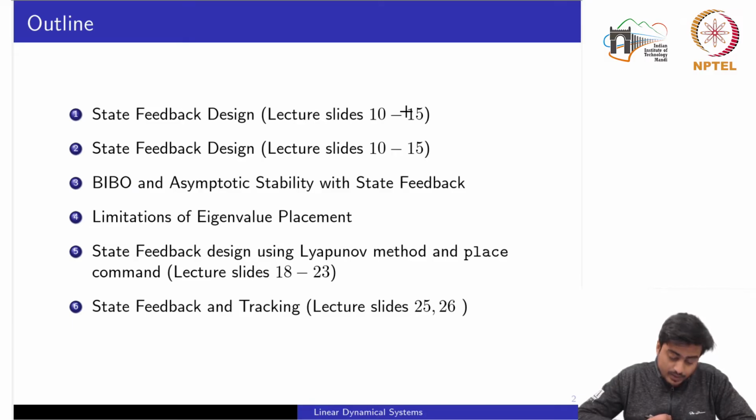Fourth, we will see the limitations of eigenvalue placement, that is, which eigenvalues we can place arbitrarily. The fifth problem deals with state feedback design using 2 methods we introduced during the theory classes. First, using the Lyapunov method, and another, where we will directly show the place command. This place command is basically equivalent to the eigenvalue assignment method we covered in lecture slides 18 to 23. The last problem deals with state feedback and the tracking problem.